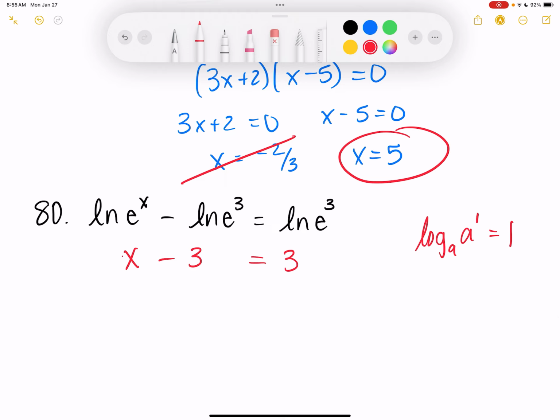Now we could have done it just like the previous problem. It just wouldn't have had all the factoring. But I just add this over. So x equals 6. Okay.